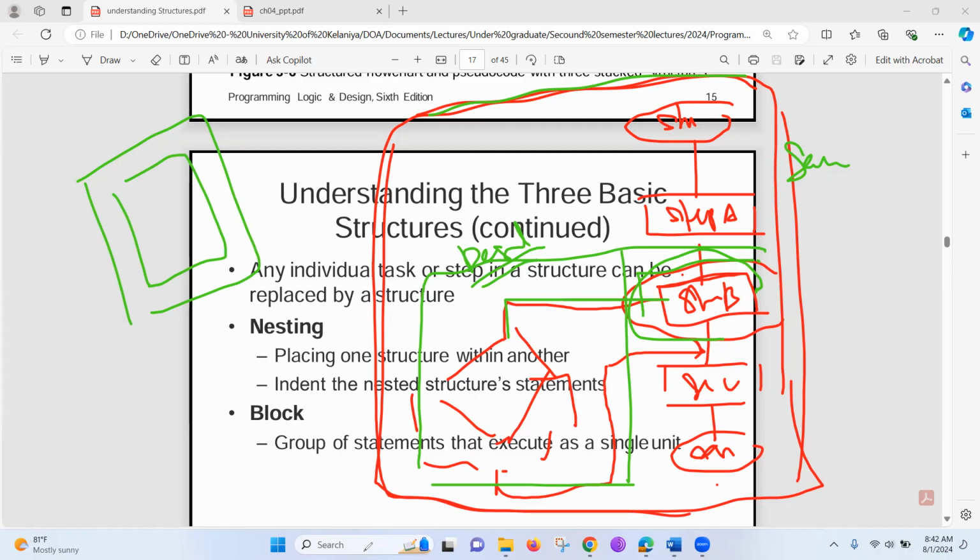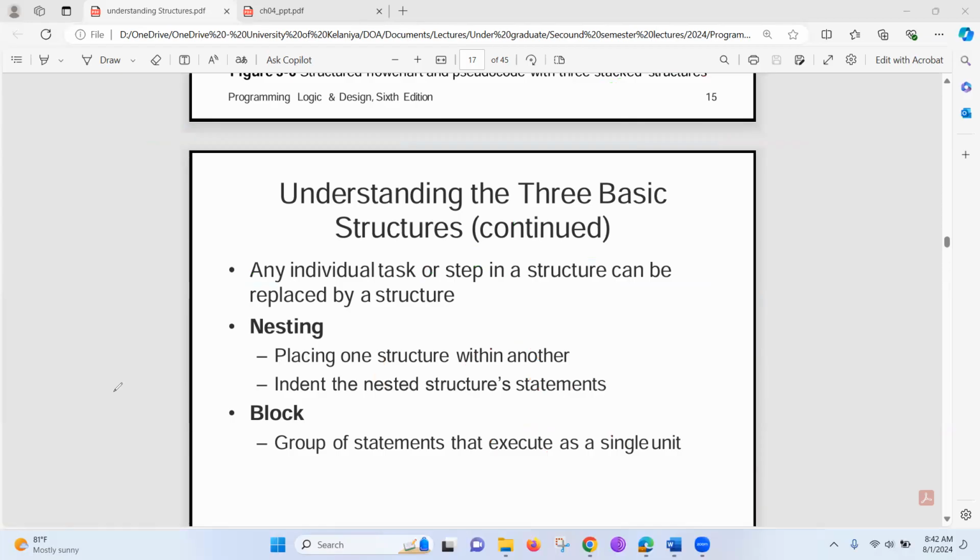So that is what we are calling nesting. I think it is clear for you. We can take some examples and we can discuss, right? Placing one structure within another. Yes, this is the highlighted thing you need to understand, right? Placing one structure within another.